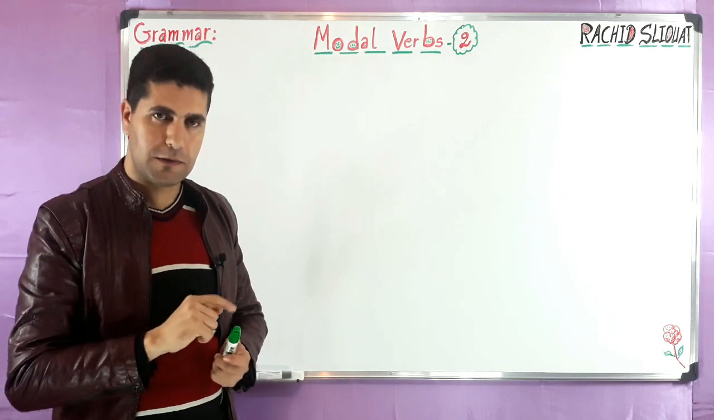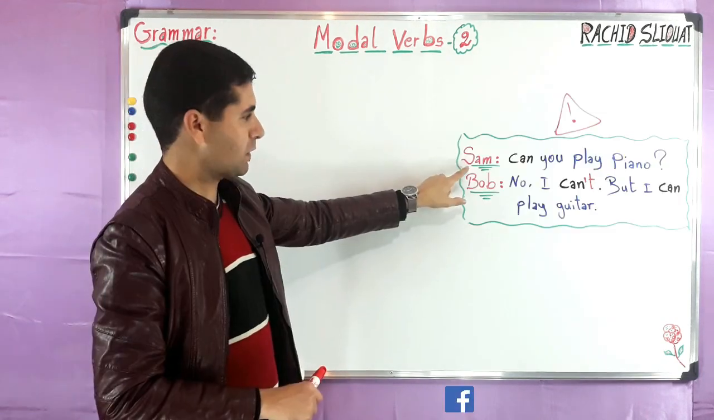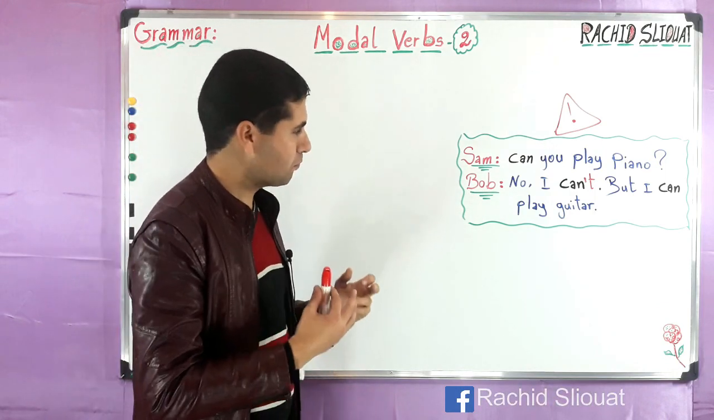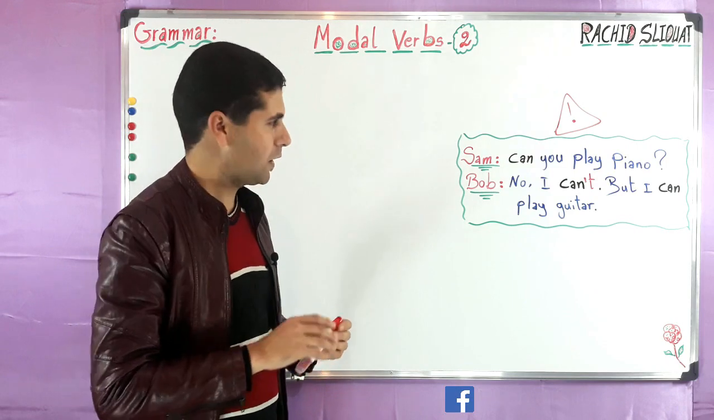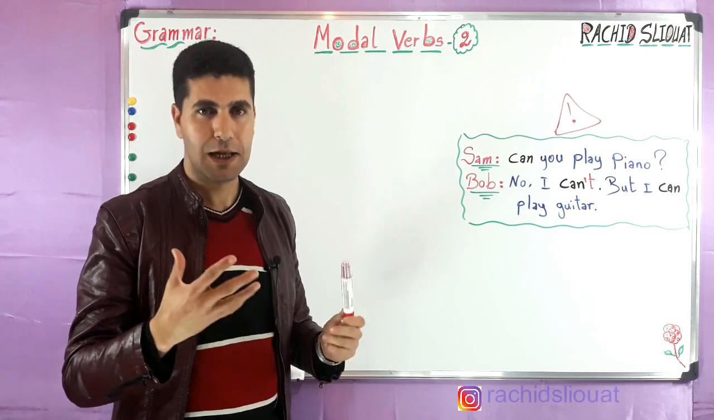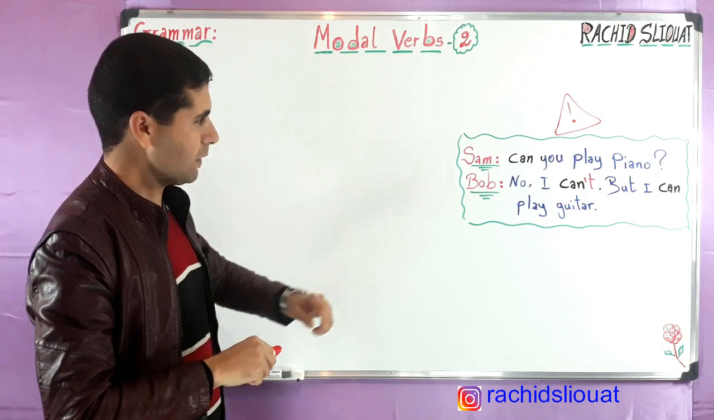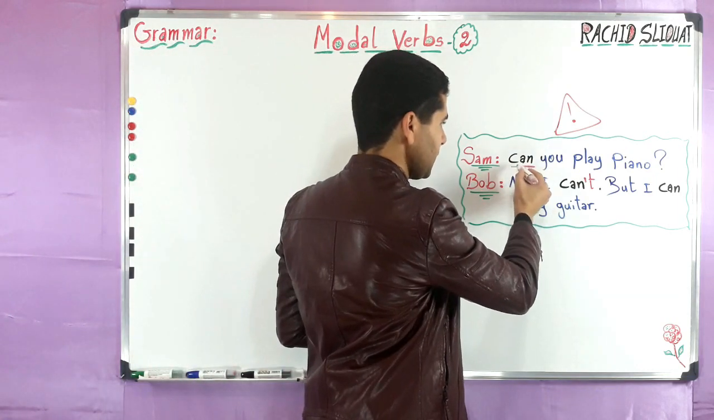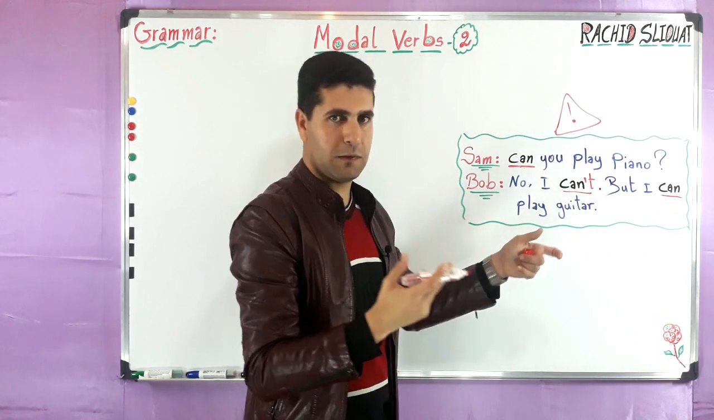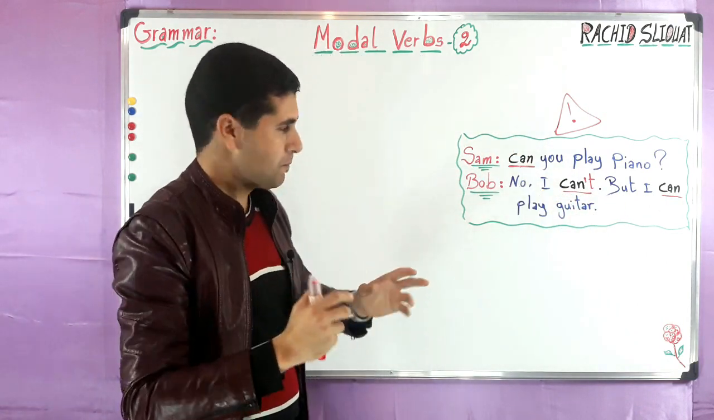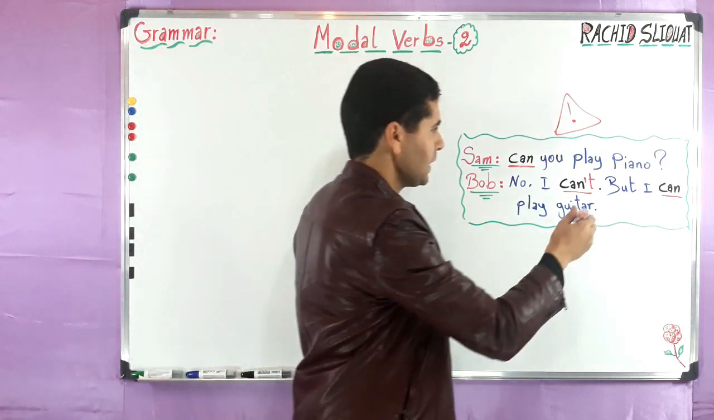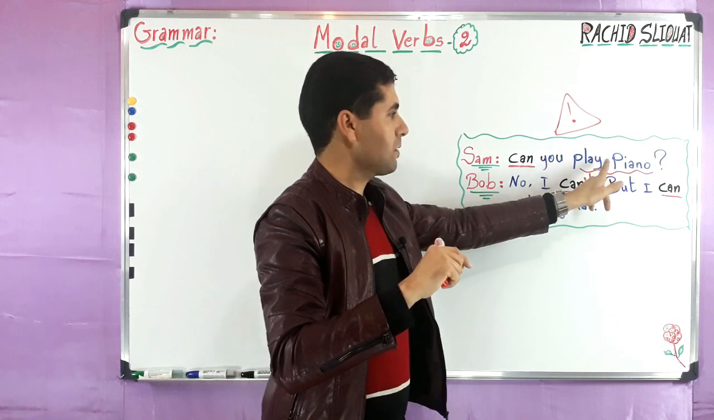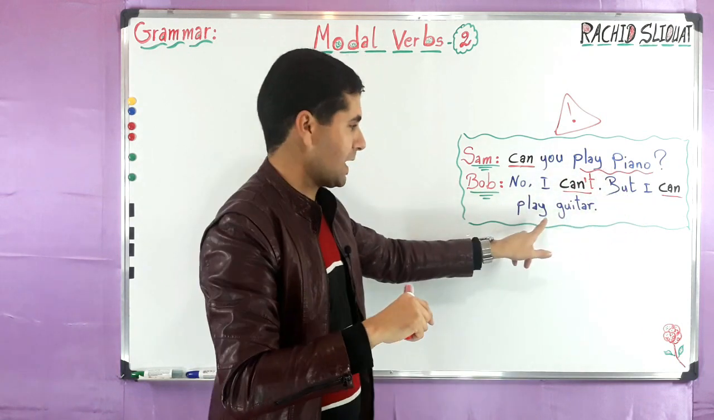Now here is a very short dialogue between Sam and Bob. Sam: Can you play piano? Bob: No, I can't, but I can play guitar. So here, as you can see, the modal verbs we are concerned with are can and can't. Can't is the negative of can. Now look, Sam is asking about playing piano. Now Bob can't play piano, but he can play guitar.